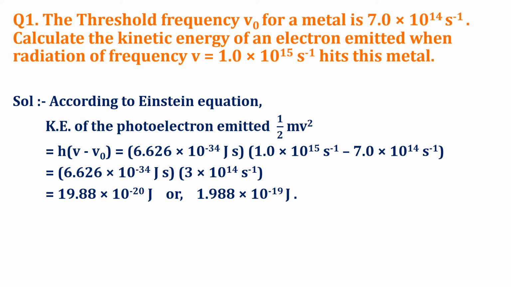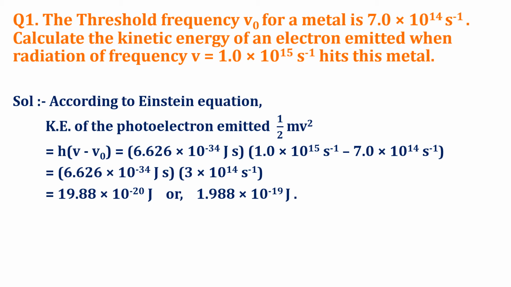The first question is that the threshold frequency nu naught for a metal is 7 into 10 to the power 14 per second. The threshold frequency is given to you, and now you have to calculate the kinetic energy of an electron emitted when radiation of frequency nu, that is 1 into 10 to the power 15 per second, hits this metal. I hope you have understood the question. So here we have to calculate the kinetic energy of the electron emitted.